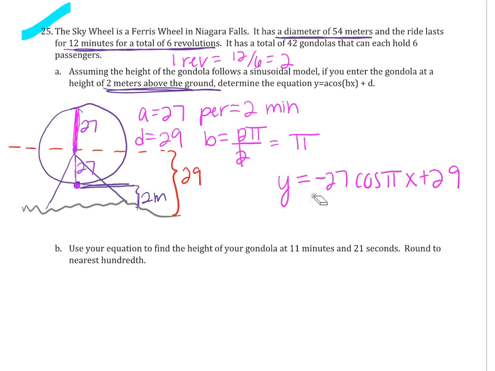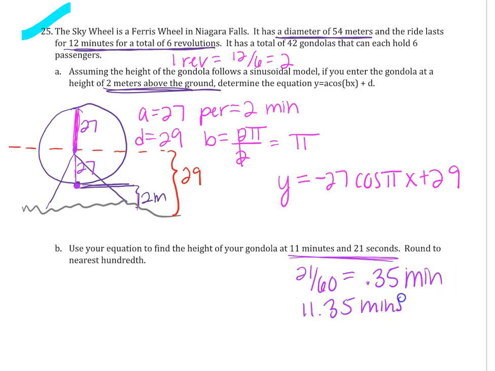So use your equation to find the height of your gondola after 11 minutes and 21 seconds, round to the nearest hundredth. So we need to convert this all to seconds, all the minutes, because that's what our function is in terms of. It said every so over many minutes this is happening. So 21 seconds divided by 60 would be 0.35 of a minute. So this is 11.35 total minutes. And all I'm going to do is plug that in for x.